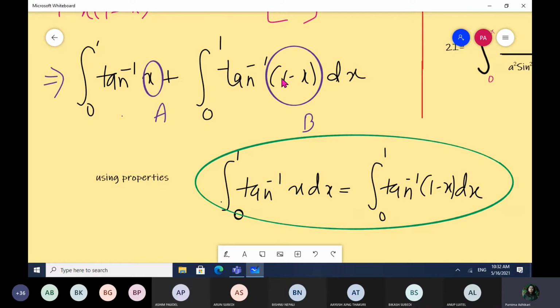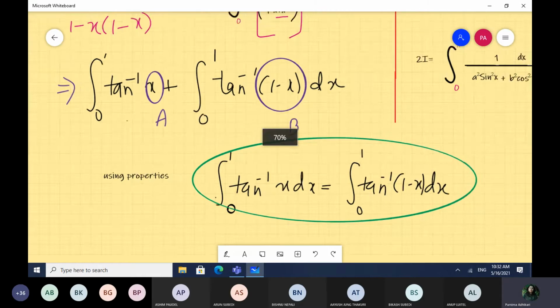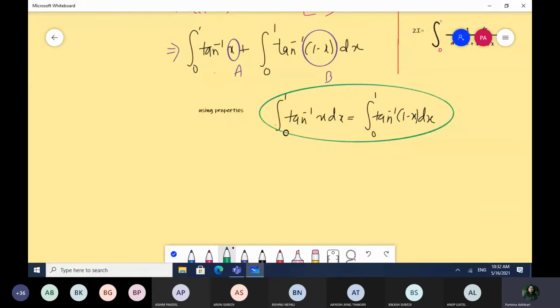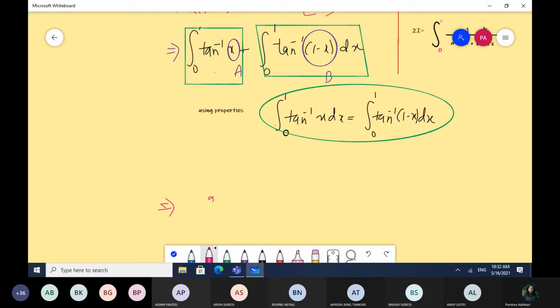What are we going to do in the next step? This also becomes the same. Both these integrals are the same. So can we write it like this? 2 times 0 to 1 tan inverse of x dx. So let's write it this way: 2 times 0 to 1 tan inverse of x dx. Clear? Further you can do.